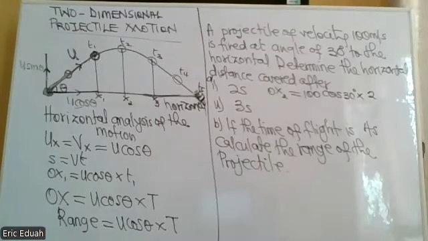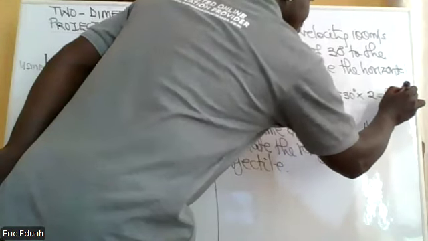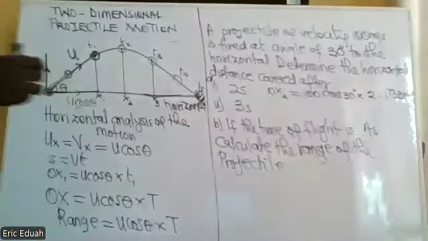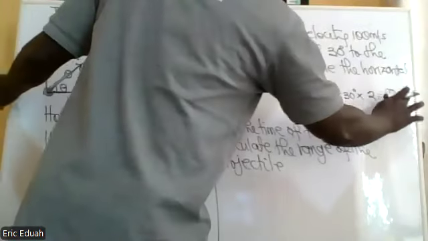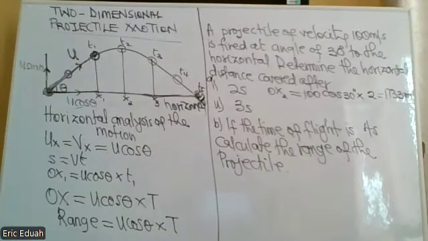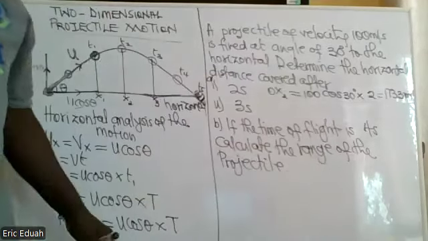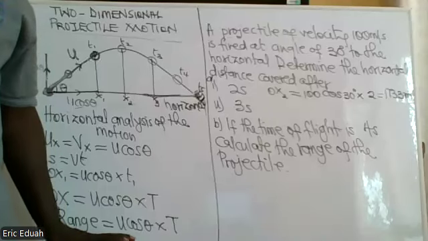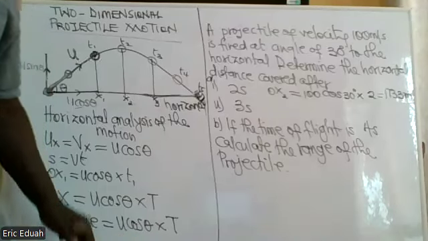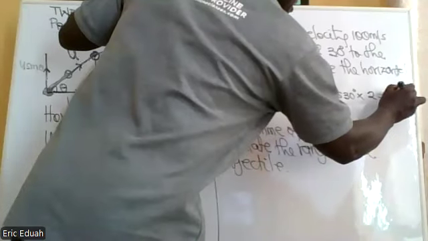What is 86.6 times 2, class? 173.205 meters. Because cos 30 is 0.866. Okay.